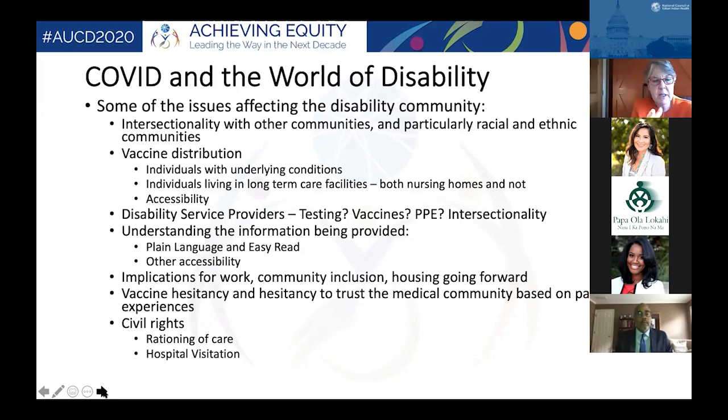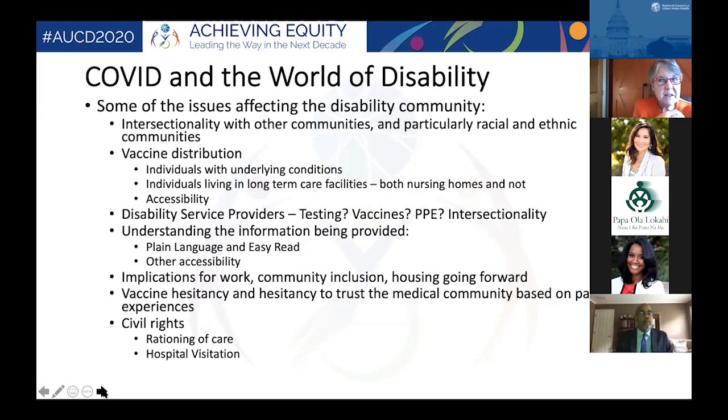And then there are other accessibility issues involved there too, whether it's screen reader accessible for folks who are blind or have visual impairments, whether it's sign language, or captioning, or all of those issues. And I also want to hit on civil rights for a minute.